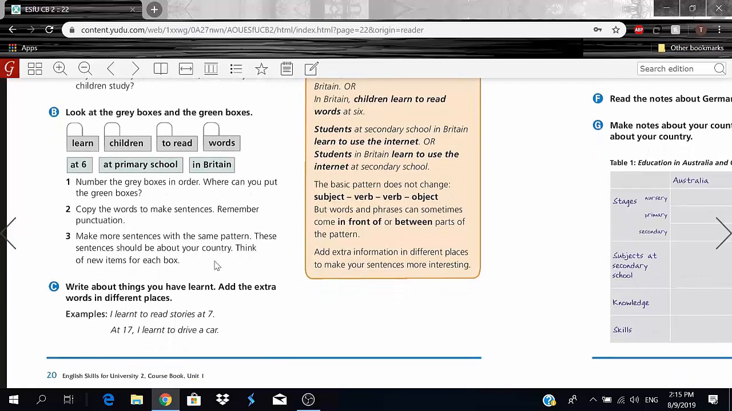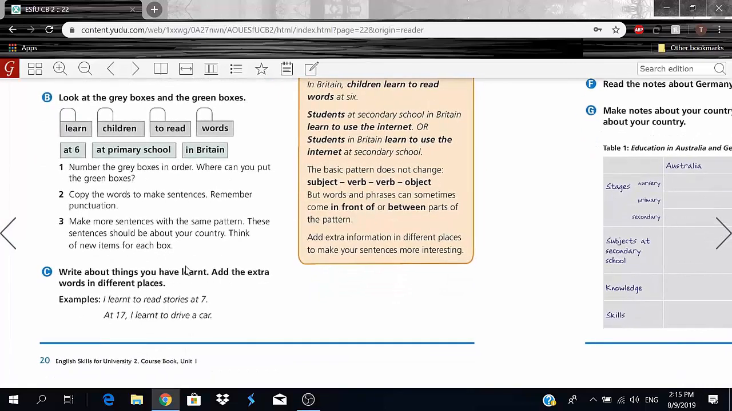Okay? Here we have write about things you have learned. So you personally, obviously, so this is going to be entirely up to you. And add the extra words in different places. Okay, so here he gave us 2 examples, and we're going to do based on these 2 examples. Just know that there are more possible patterns. You just got to look. So I learned to read stories at 7. I can also say, at 7, I learned to read stories. Okay? At 17, I learned to drive a car. I could also say, I learned to drive a car at 17. Okay?